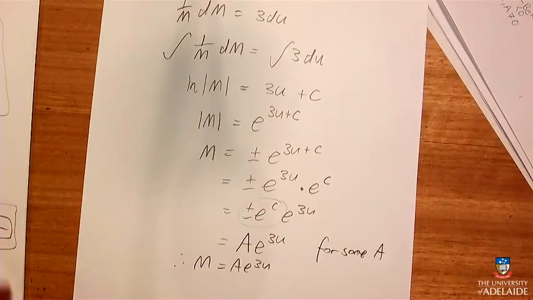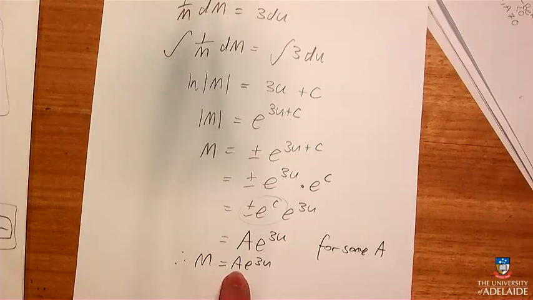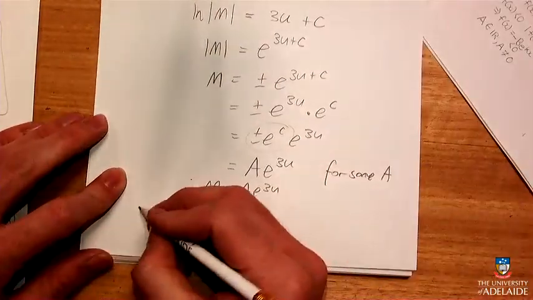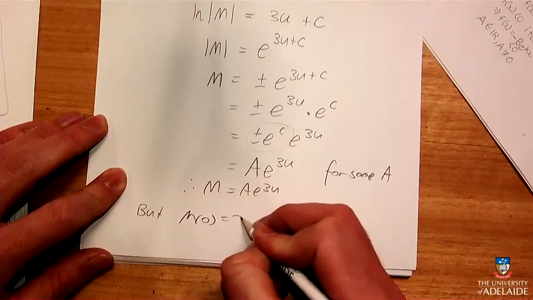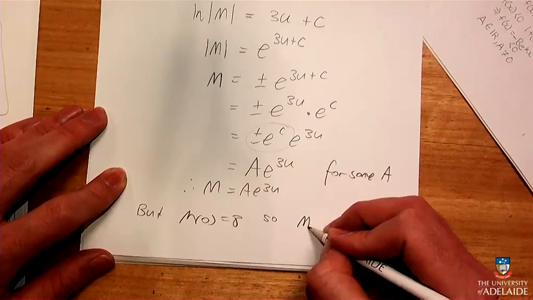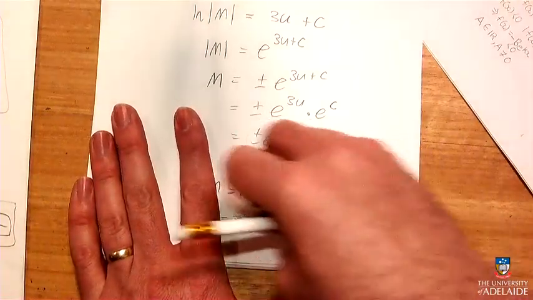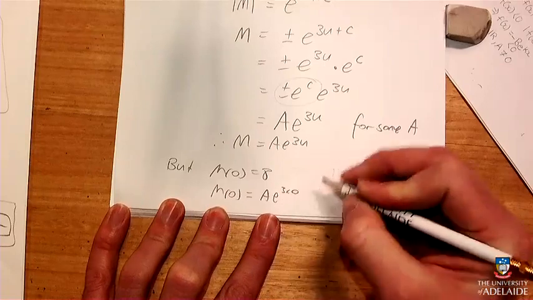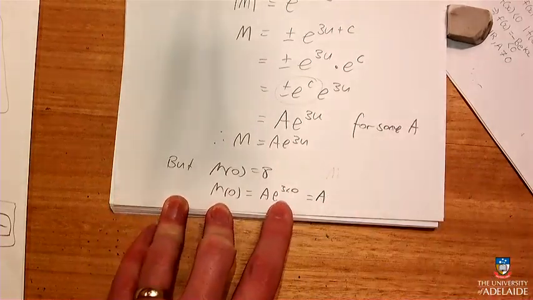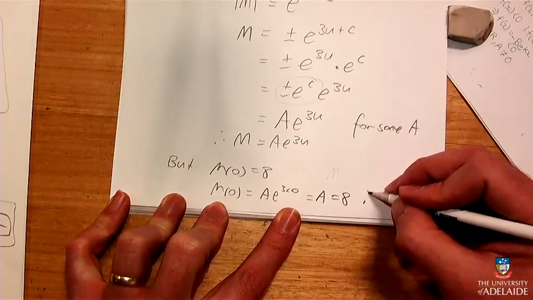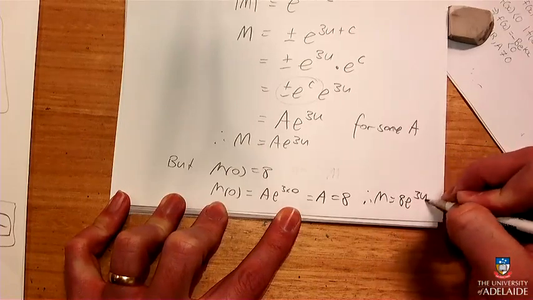Okay, so we're nearly there. This is a general solution because all different A's are going to work. So now there's one piece of information that I haven't used yet, so I'm going to use that. But m of 0 is 8. So that means that m of 0 is A e to the 3 times 0, which is A, because e to the 0 is 1. And so that is supposed to be 8, so the A is 8. So therefore, m is actually 8 e to the 3u.